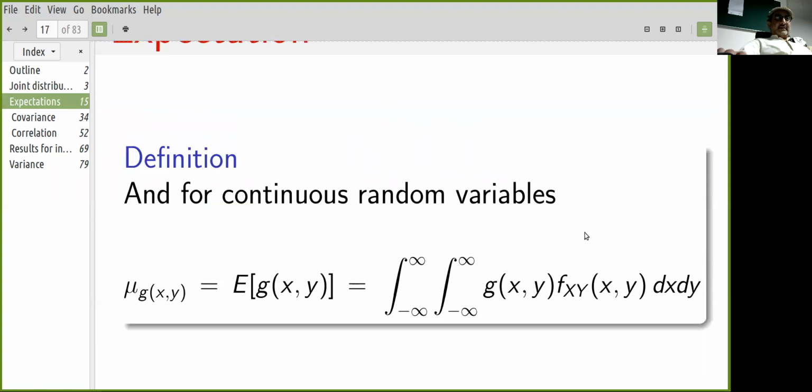And in the case of continuous random variables, if you have mu sub g of xy, the expectation of g of xy, well, you integrate g of xy times the joint PDF f sub xy over all values of x and y. Okay, so once again, this is analogous to the single variable case. But in the single variable case, you would just integrate over all x. And here, you integrate over all x and y for a function of two random variables.